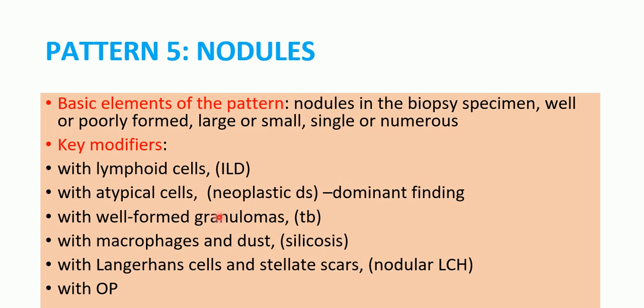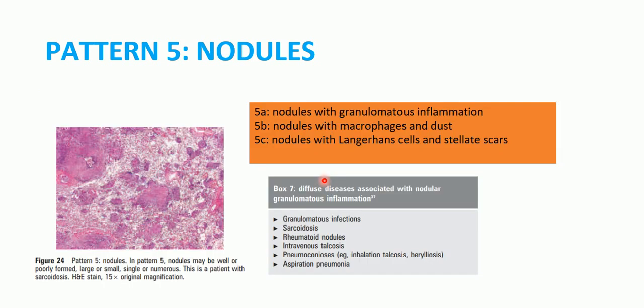They can be well-formed granulomas on higher magnification, most commonly tuberculosis in an Indian setting, with macrophages and dust in silicosis. Even nodular LCH can present as a nodule, as it shows Langerhans cells and stellate scars on these nodules, and with an organizing pneumonia-like picture. So we're going to just cover these three nodules.